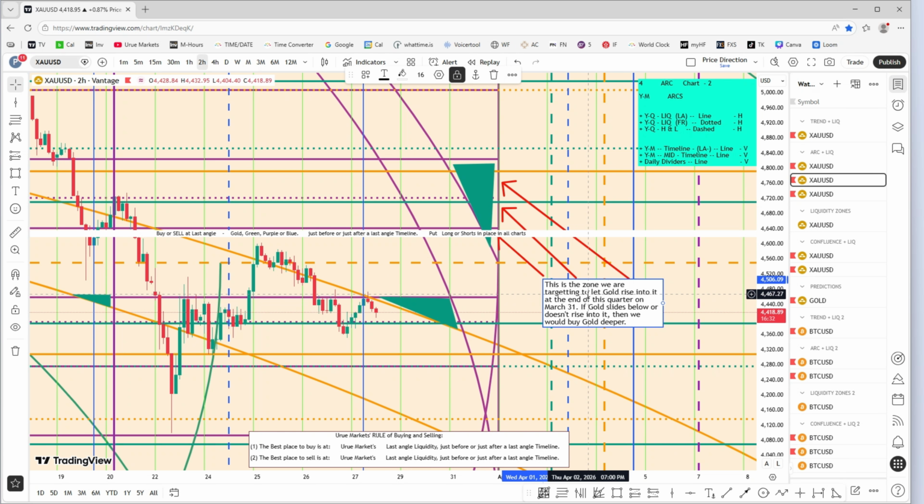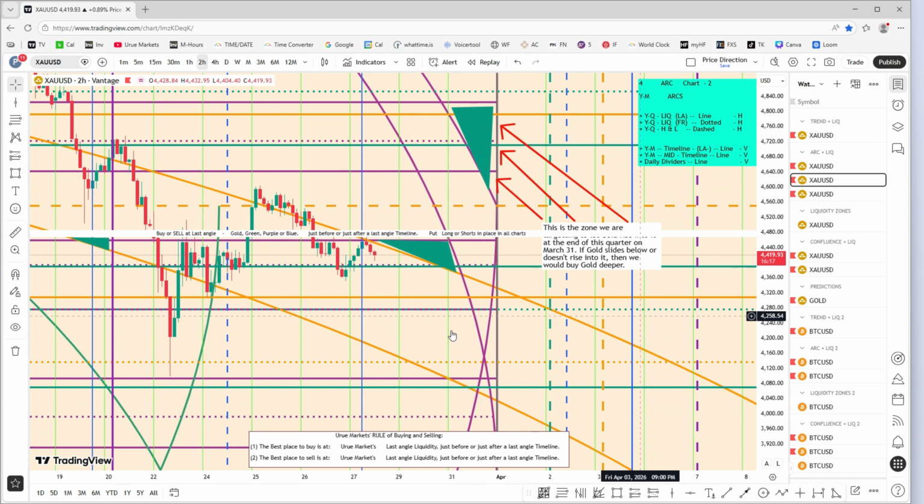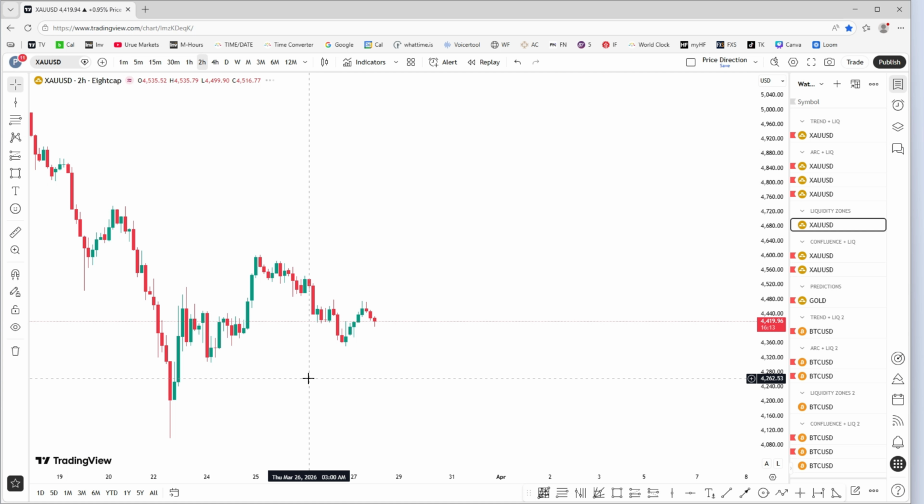This is the zone we are targeting to let gold rise into at the end of this quarter on March 31. If gold slides below or doesn't rise into it, then we would buy gold deeper. Then we would buy gold even deeper. So gold is interested in more liquidity to go even higher.